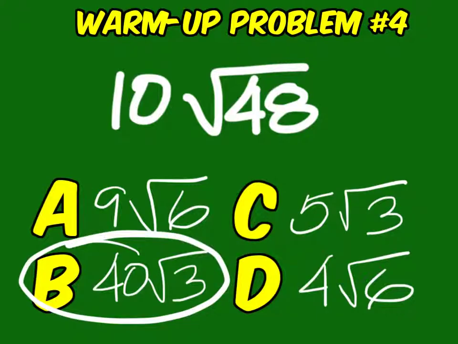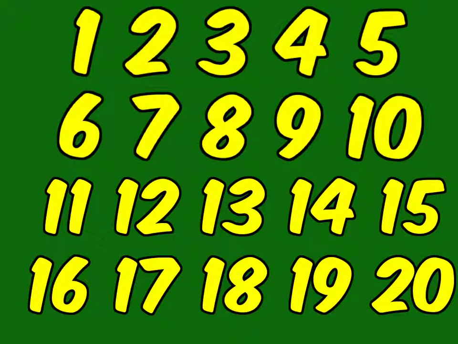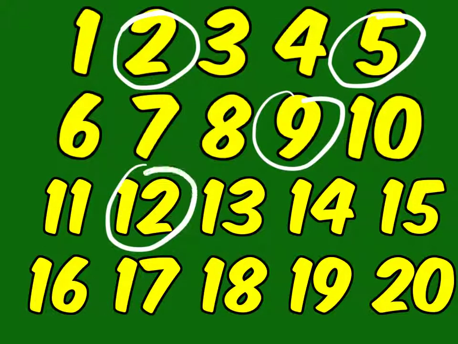Answer should be B. Pick a number from 1 to 20. Winning numbers today are 2, 5, 9, 12, and 18.